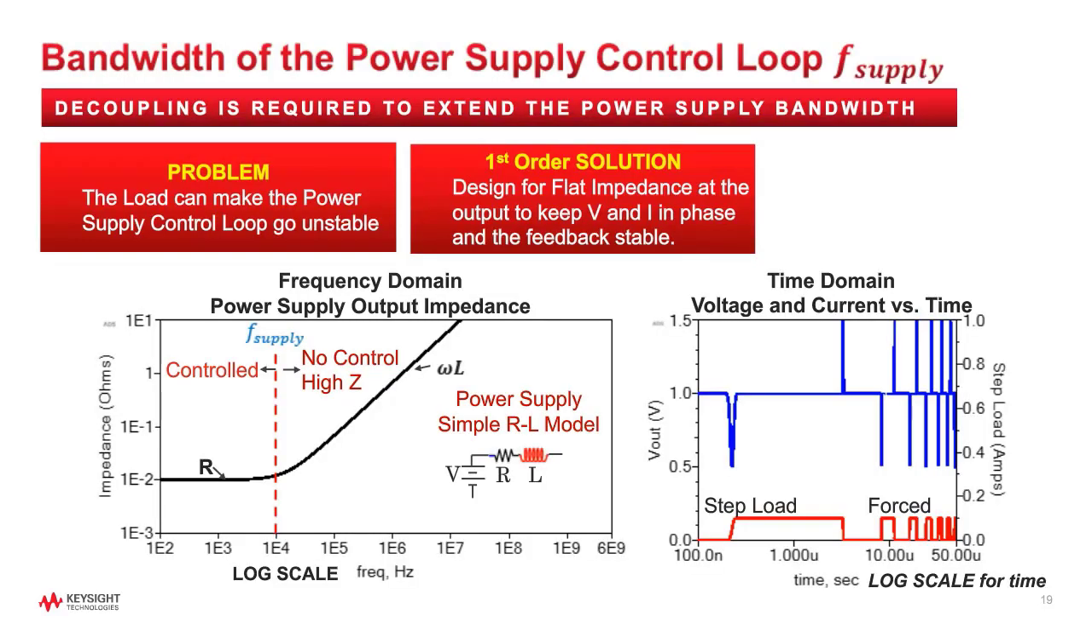Starting with a simple series RL model of the power supply, we can clearly see in the impedance versus frequency plot on the left that the supply has a limited low-frequency bandwidth over which it can deliver power. In simulation, it is very interesting to take the series RL model that created the impedance plot on the left and excite it with the time domain step load and forced responses that we showed earlier.